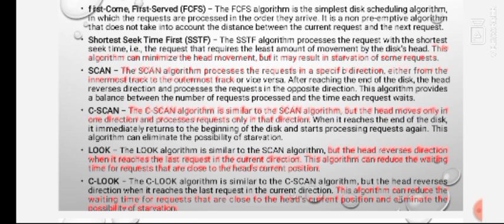The type of scan is C-scan. The C-scan algorithm is similar to the scan algorithm, but the head moves only in one direction and processes requests only in that direction. That is the concept of C-scan.